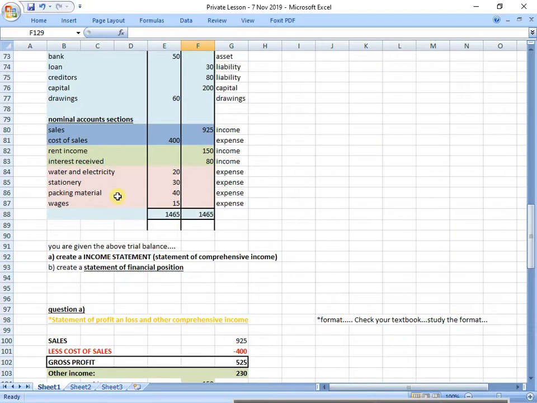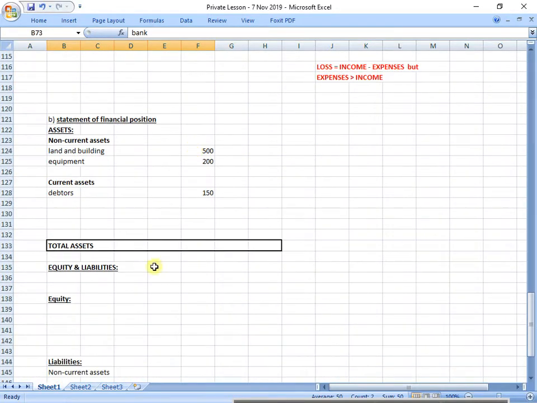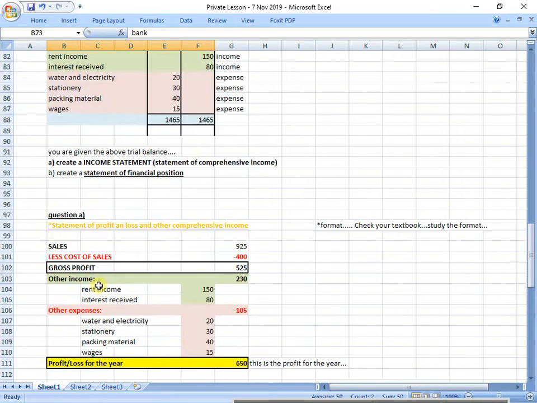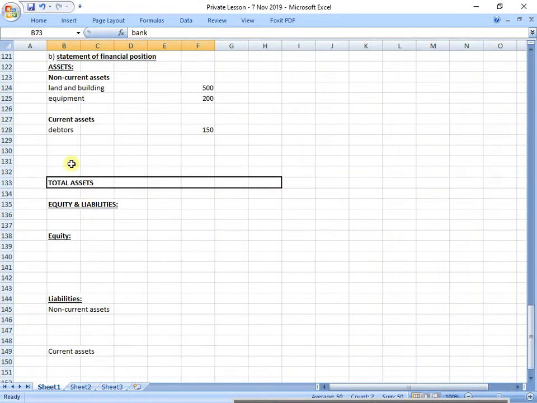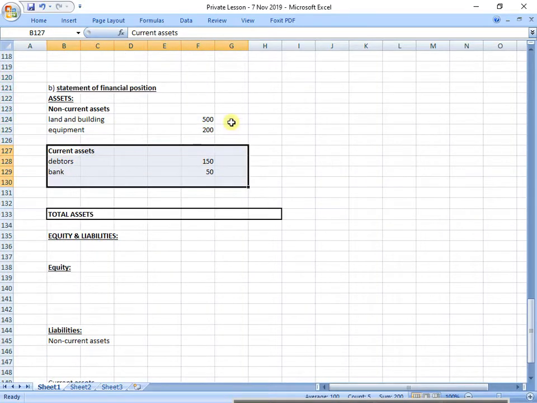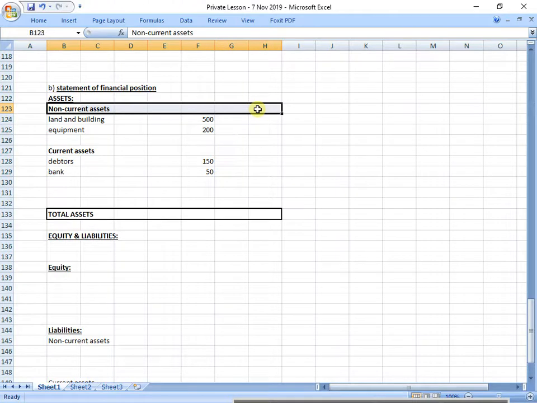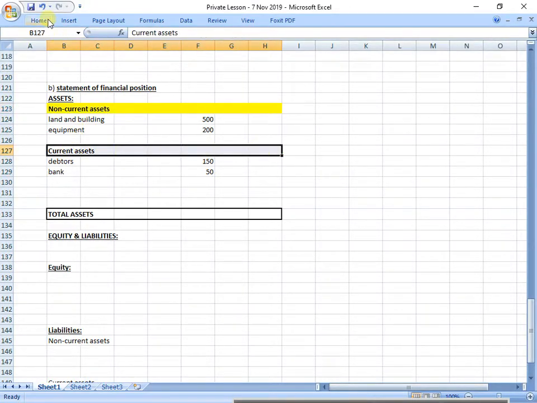What else do I have? Bank. What is bank? An asset. It's short-term. 50. Not debtors. What did I say? Bank. Yeah. We looked at debtors. Okay. Bank. Short-term, 50. Okay. So there's your assets, and you've split it into non-current and current. So, non-current assets. Current assets. How do I get the total?